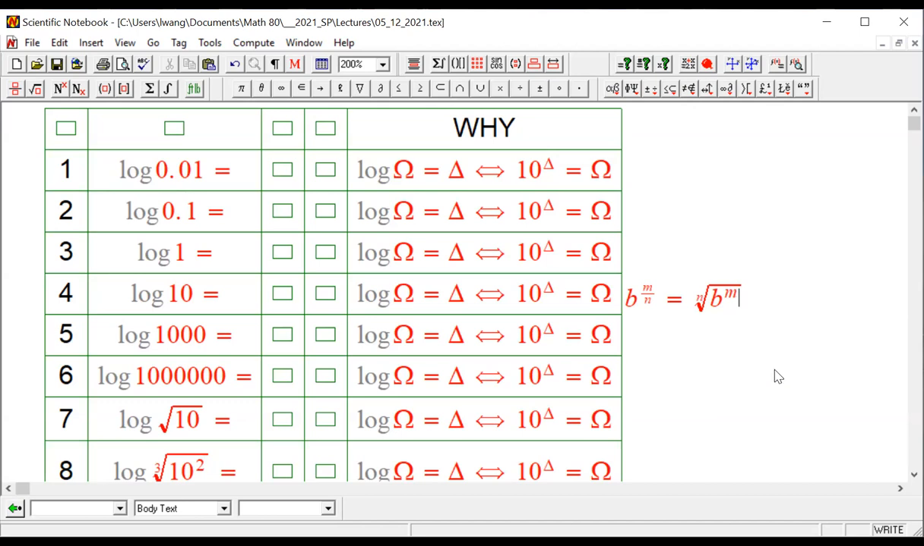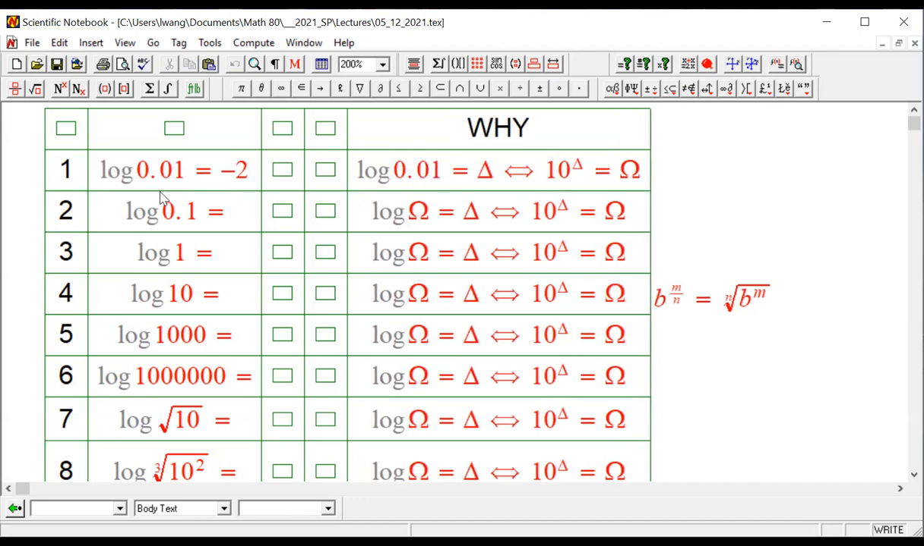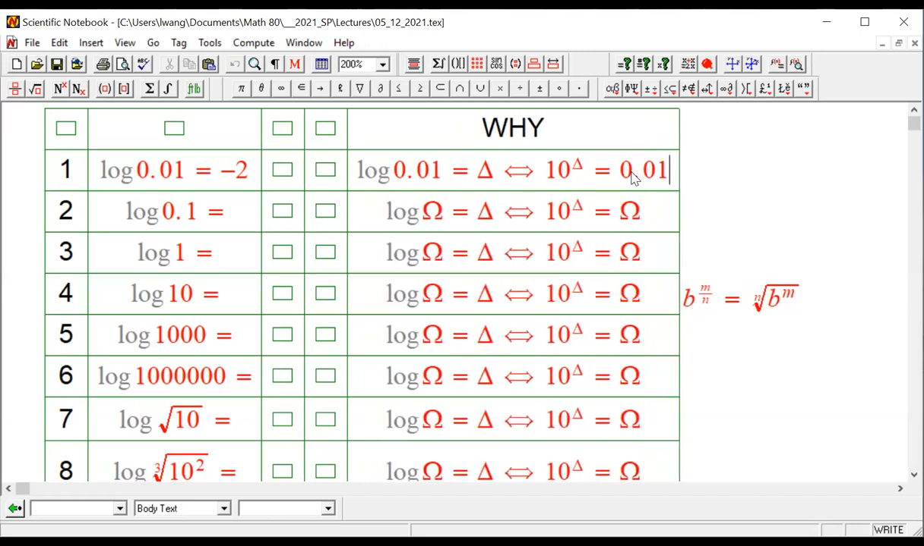Alan, give an answer here. It's -2. That's a perfect answer. How did he get it, right? So 0.01, which is a match. You can see this is a perfect match. And we're gonna figure out the triangle. So the triangle should be what? It will give us 0.01, right, Alan?